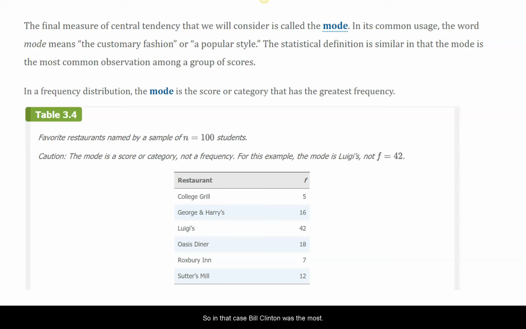So in that case, Bill Clinton was the mode. More people voted for Bill Clinton than either of the other two candidates by a pretty big margin. But nonetheless, that was the only measure of central tendency that could be used there, and it wasn't a majority. By the same token, as I mentioned before, the most common last name in the country is Smith, but less than 1% of people are named Smith. It's the most frequently occurring thing, but certainly not the majority. Although a mode, of course, can be a majority.